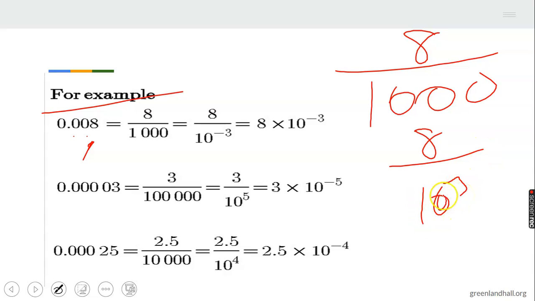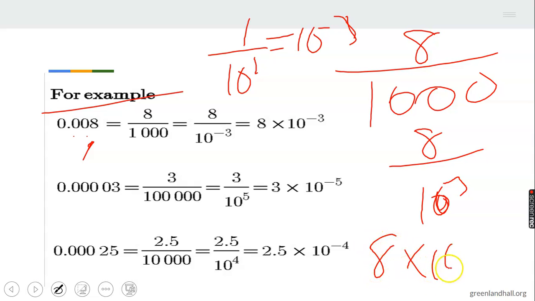Now, when you write 10 raised to power, you have 1 divided by 10 raised to power 3 can be written as 10 raised to power minus 3. Because 1 is an ordinary number, while 1 is an index number. So it will be 8 times 10 raised to power minus 3. This is an ordinary number. This is indices. So you express this as a standard form. Now look at this one also.